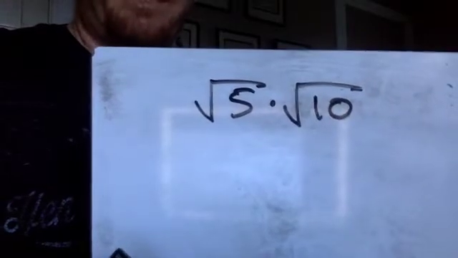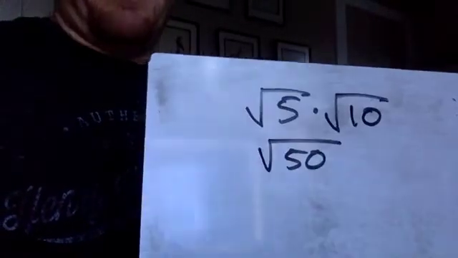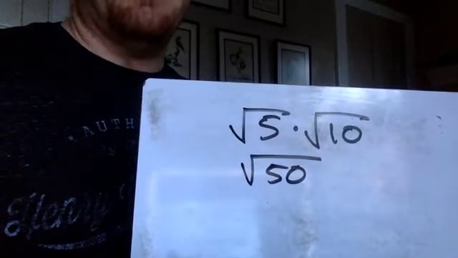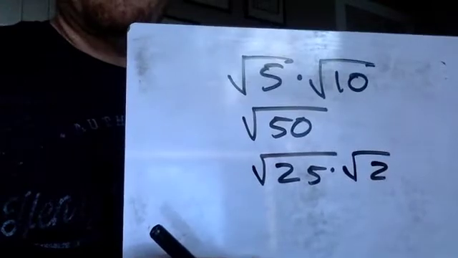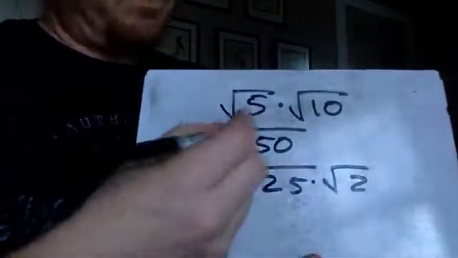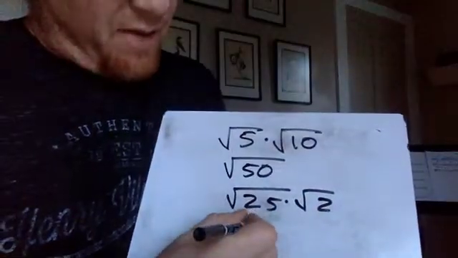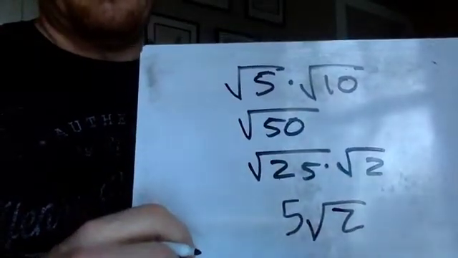5 times 10 is 50, so I'm going to write this as the square root of 50. If I have the square root of 50, I can write that as a product of two numbers where one of them is a square, and that is 25. I can write this as 25 times 2. So it's almost like we're going backwards and then going forwards again. With 25 times 2, the square root of 25 is 5, times the square root of 2, and that is your final answer.